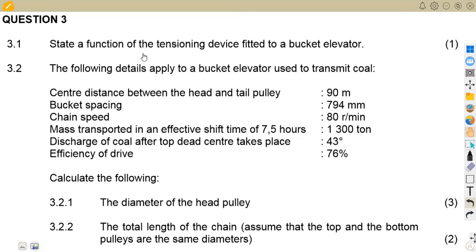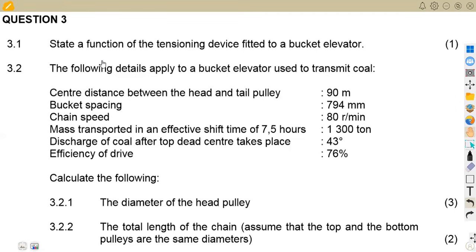So in this case, we have a question paper that we're going to consider from November, that is the November 2022 exams, whereby we are dealing with bucket elevators and bucket conveyors. So let us roughly go through the questions.